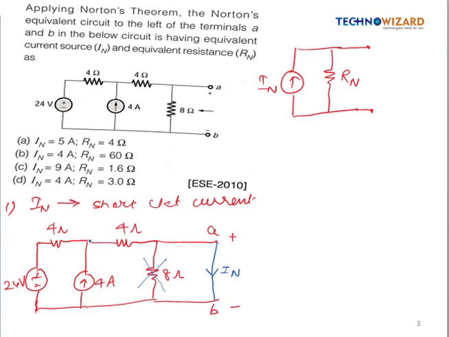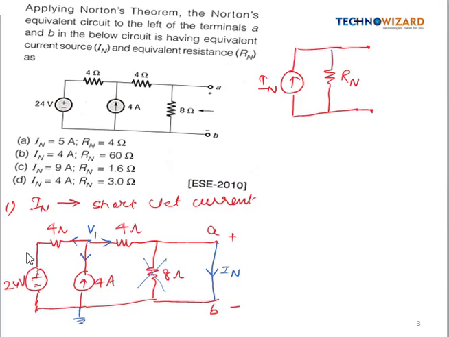Suppose the voltage at this node is V1 and this is the reference node. Now we can solve this network using nodal analysis. First mark the currents in the outward direction, right? This current will flow like this. So let's apply the nodal analysis. It will simply be (V1 minus 24) by 4, plus, suppose this is the I2 current, this will be minus 4 because they are in opposite direction, plus V1 by 4 is equal to 0.